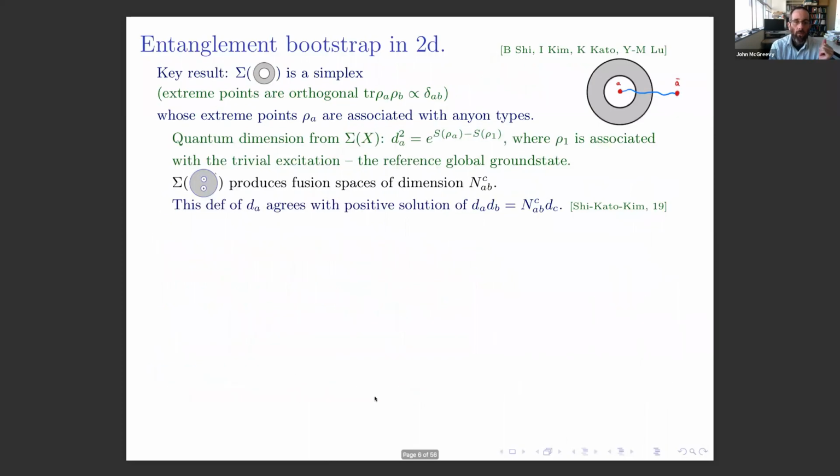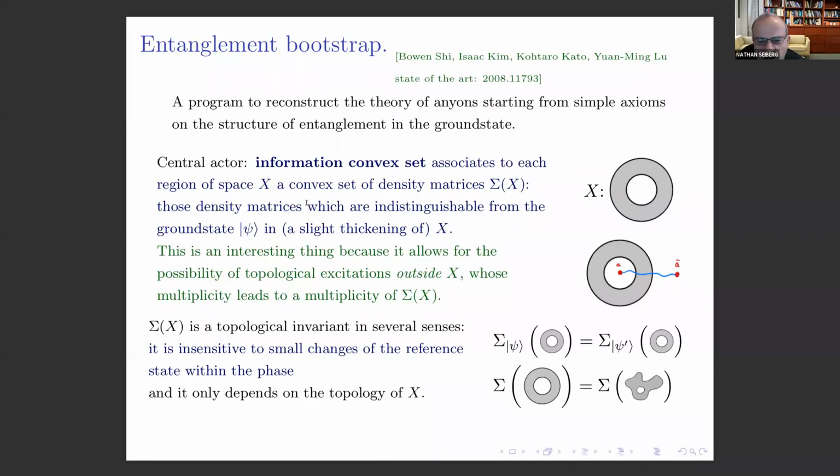Okay. So a key result in the two-dimensional case is that wait, can you go back a second? Yes. What is sigma? Oh, sigma is a convex set. It's a set of density matrices. Yeah. And you use different notation here. Is it the same or not? Sigma sub psi and sigma without the psi.